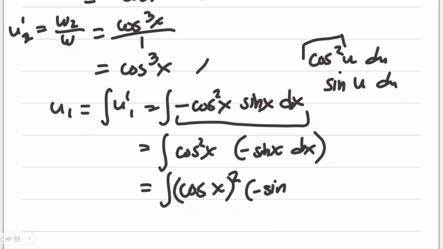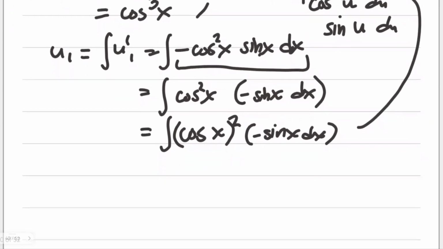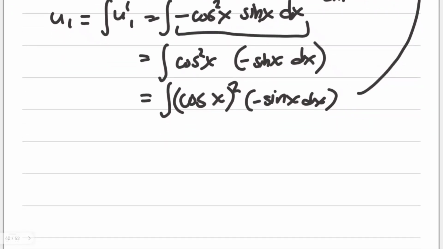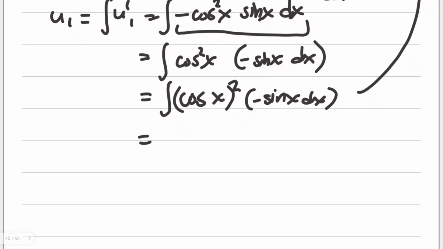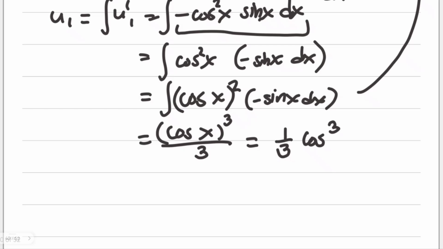minus sine x dx. Now it falls to this one here, and using the law of exponentiation or the integration for an exponent, you will have here cosine cubed over 3 plus c. Of course, we need to have plus c, but in the meantime, let's stay with that. In short, you will have here your form, which is equal to 1/3 cosine cubed of x. This is your u sub 1.